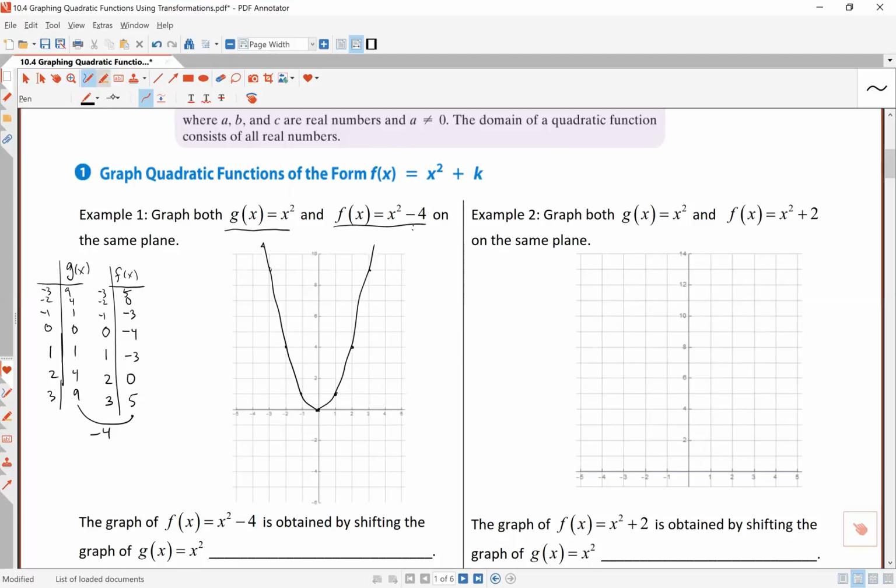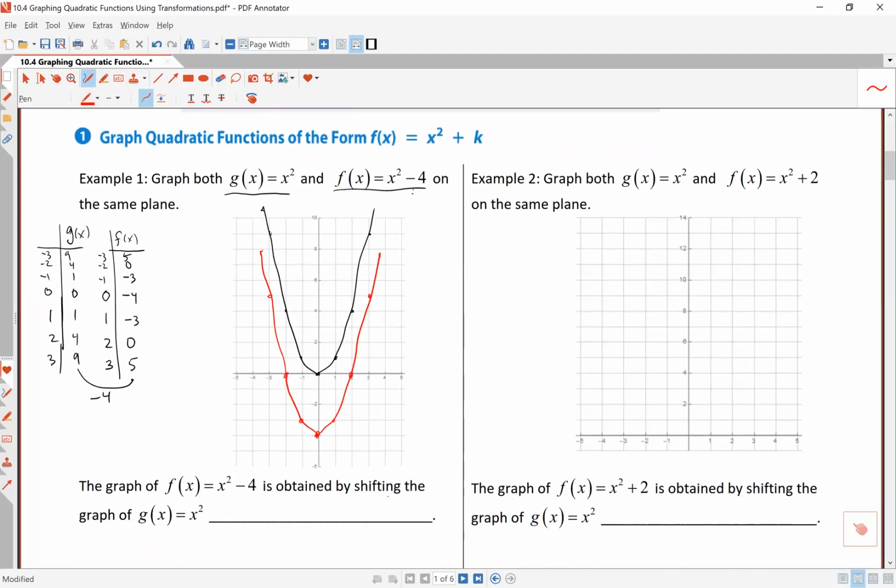So f of x goes through (0, -4), (1, -3), (-1, -3), (2, 0), (-2, 0), (3, 5), and (-3, 5). So it looks exactly the same as the graph of x squared, but we say that we've shifted the graph of g of x equals x squared down 4.